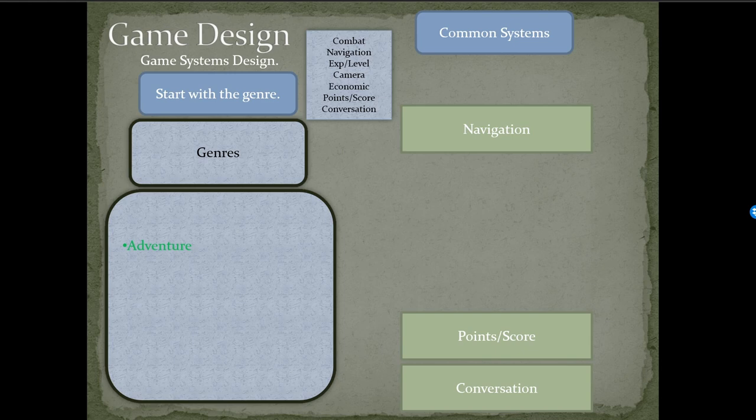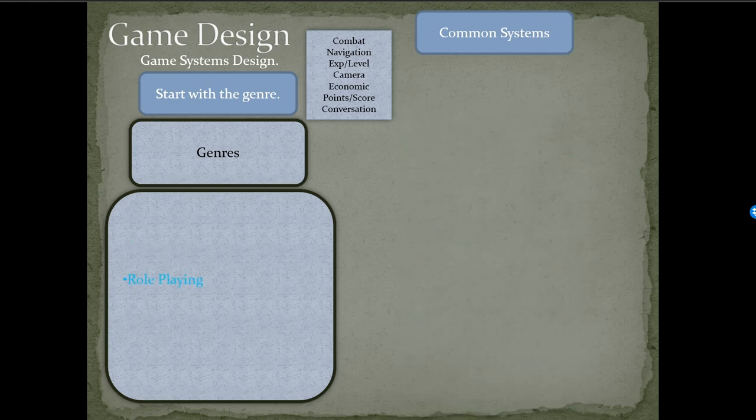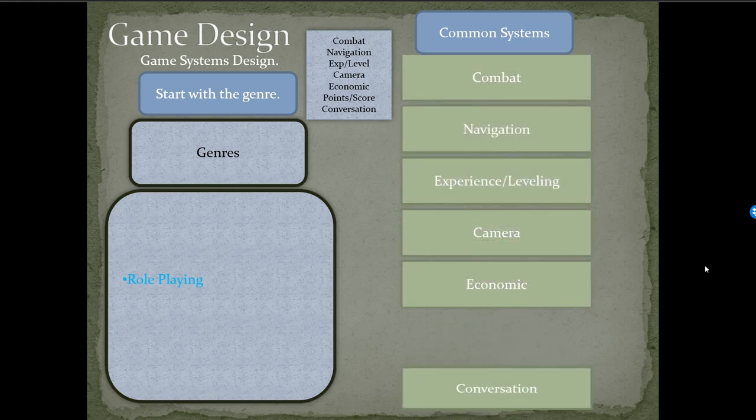So, you know, that's one of the things that I excluded here, not on purpose, but just because I wanted to keep things simple. Role-playing games tend to have most of these things. They tend to have a combat system because there has to be some form of fighting to use your abilities on. They have an experience and leveling system because you have attributes and you're playing a role.